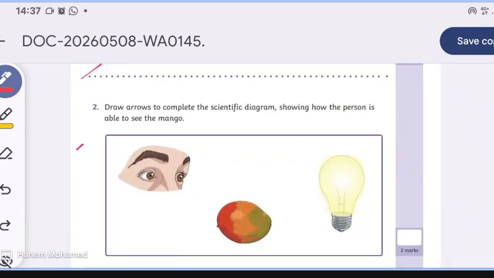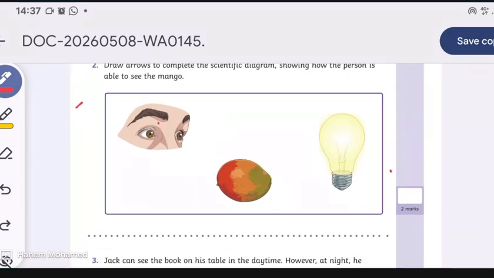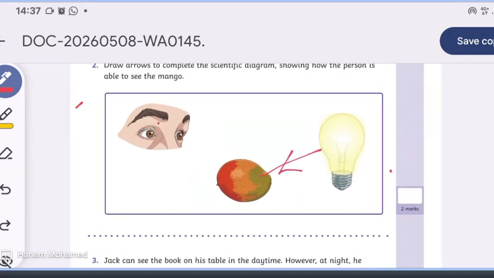The next one also, again, it's very important. It's about how can we see. Each line you are going to draw, or the direction to see the light, it will give you a mark for it. So we have your eye, we have the mango, and the source of light, which is the lamp. So we are going to draw the light coming from the lamp. This is the first direction.